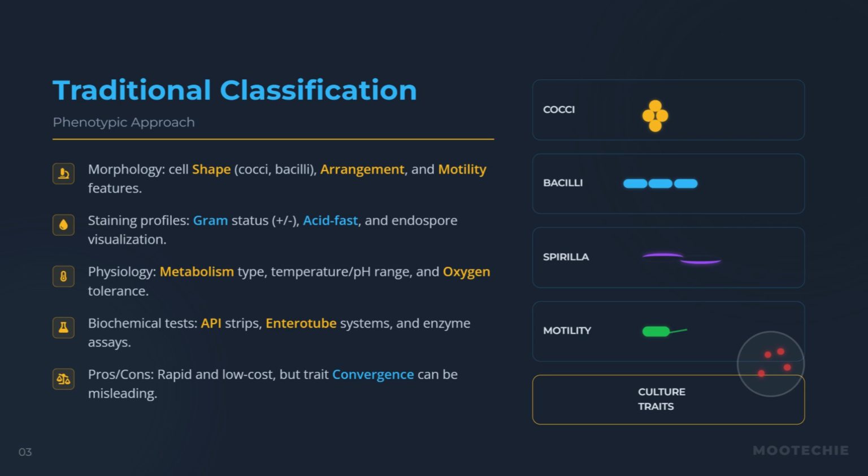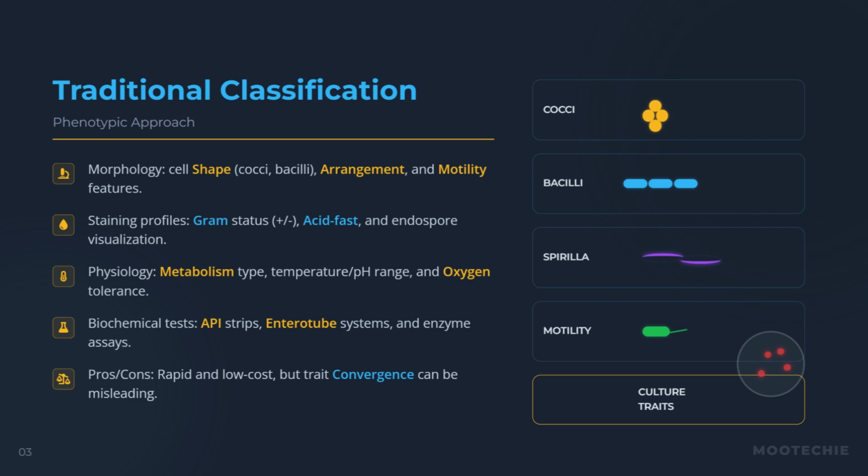The pros are that it's rapid and low cost, excellent for initial identification. However, a major con is that trait convergence, where unrelated organisms evolve similar traits, can be misleading, making them appear related when they are not.